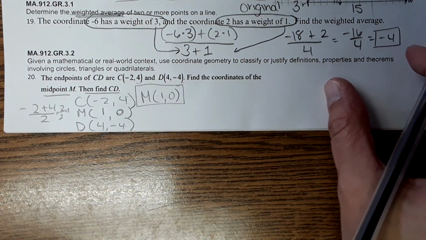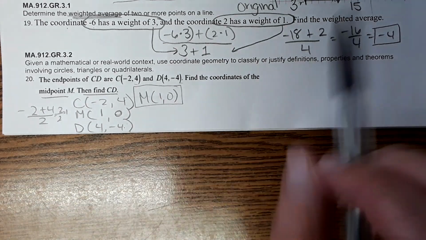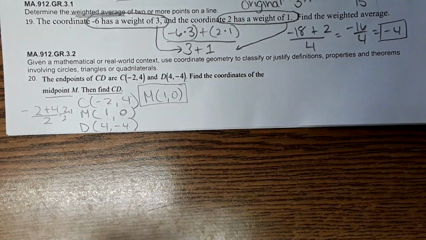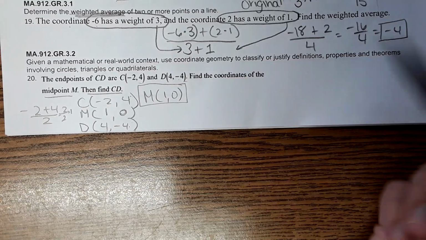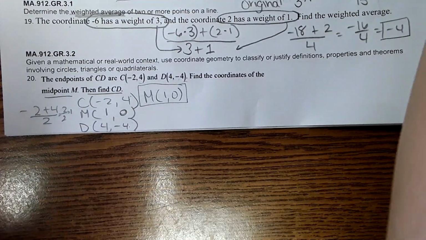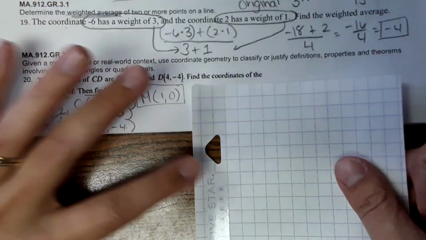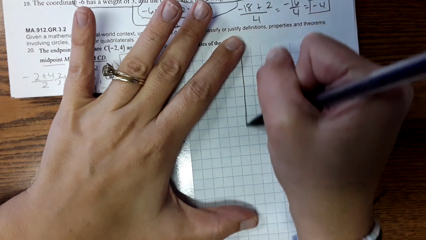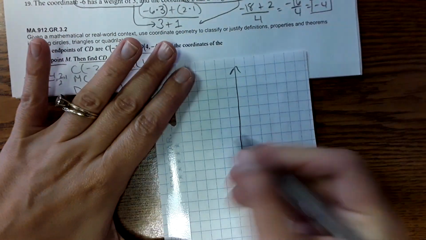And then it says to find the length of CD. So it gives you 2 coordinates. If you're comfortable with the distance formula, you could use that. What I would recommend is actually just graphing it and using Pythagorean theorem because there's less errors that happen that way. Obviously, you probably don't have graph paper in front of you, so I'm just going to sketch this out. You don't have to sketch it out. I'm just going to show you.